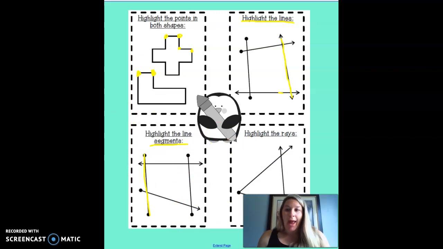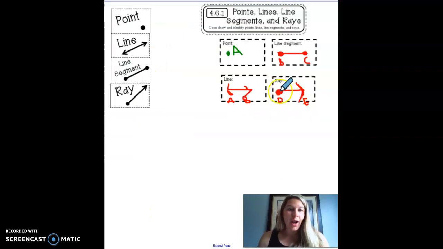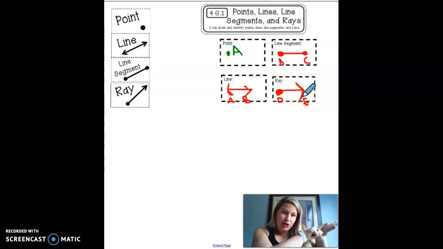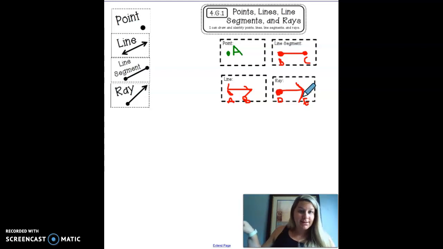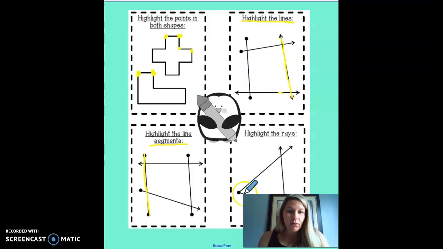Okay, a ray, going back, a ray has a point and an arrow. So one side, it goes in that direction, but then one side it ends, okay? So right here, I have a point where two lines are meeting, where it's ending, it's not going anywhere else, and then I have an arrow meaning it's going in that direction. So that is one of the rays. I want you to pause the video and find the other ray, okay?